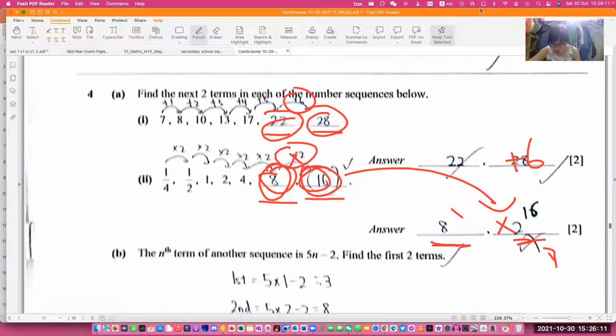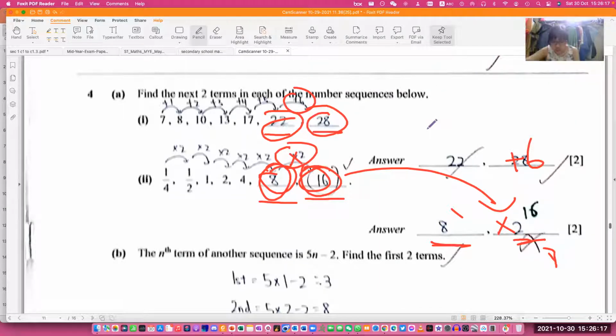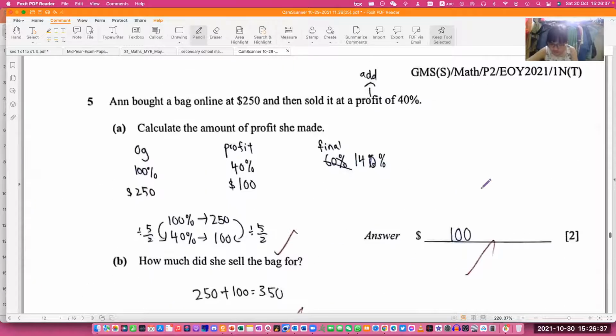Hold on, my connection keeps dropping. Good. Can you hear me now? How come you going to write 2? The answer is already so clear, 8 and 16, then you go and write 2. Now you just copy over only, and you still get it wrong. 3 marks gone because of all this stupid mistake.